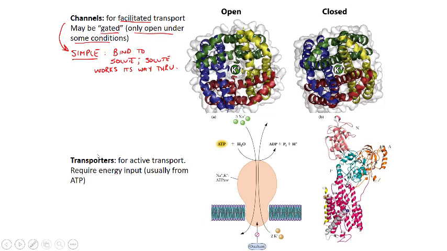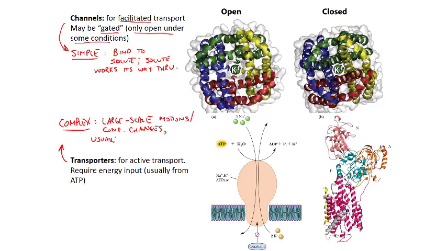A transporter, these are mostly for active transport. Transporters are complex. They involve large motions or conformational changes. And usually, not always, but usually involves some sort of a chemical reaction to take place. So for example, ATP hydrolysis.